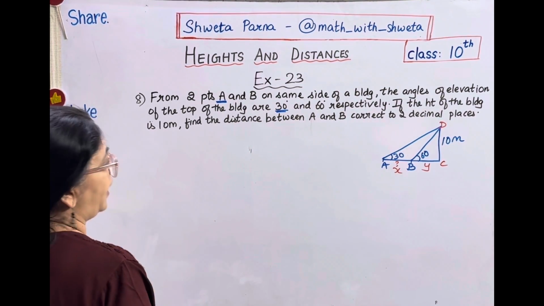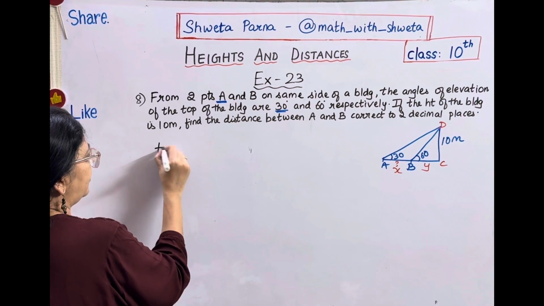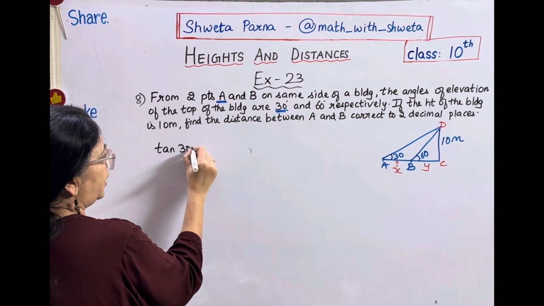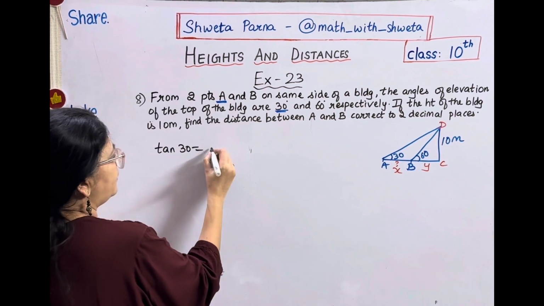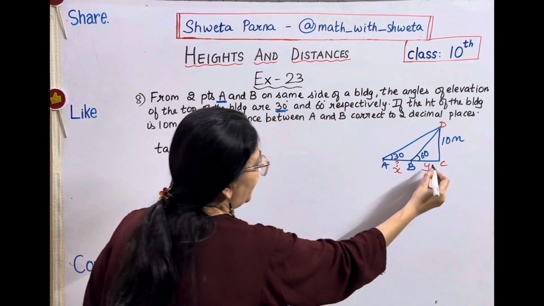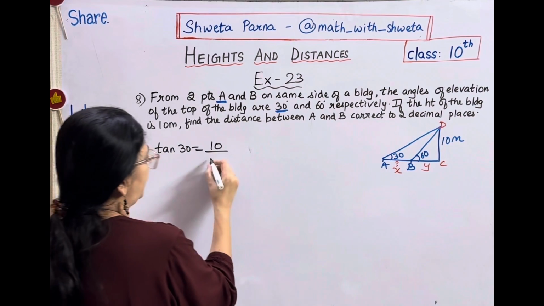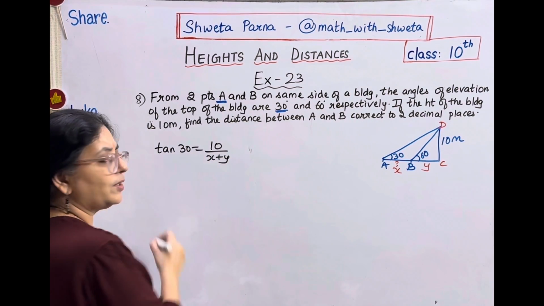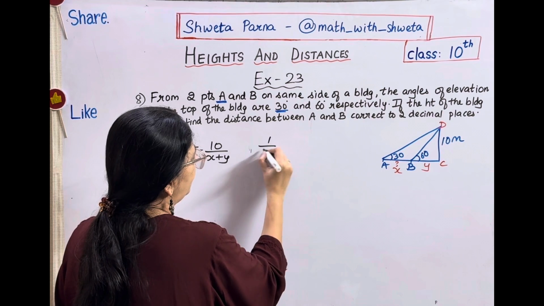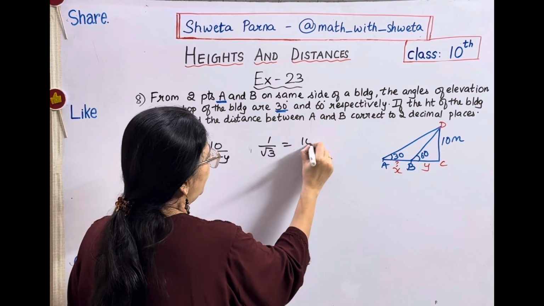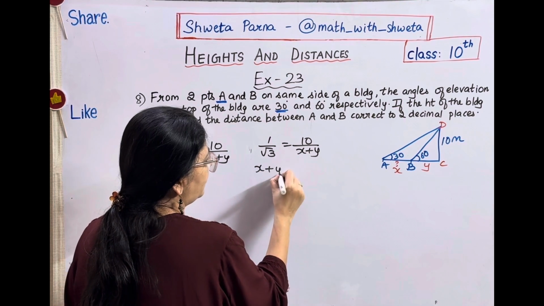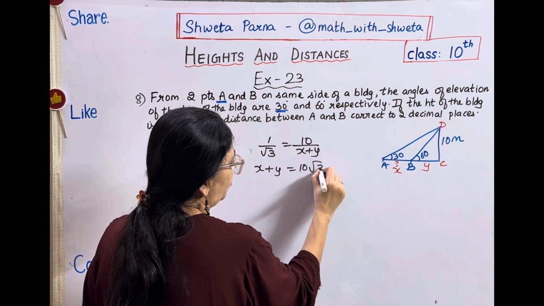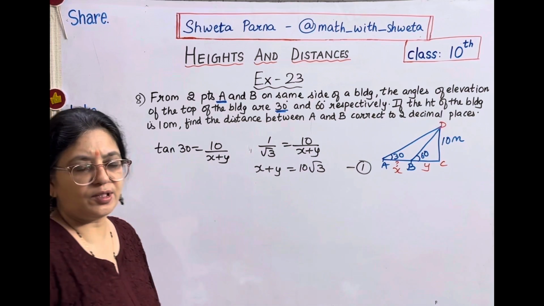So first, tan 30. What is tan 30? Tan 30 is opposite upon adjacent. Opposite is DC, which is 10, upon base adjacent, which is x plus y. What is the value of tan 30? It is 1 upon root 3, which is equal to 10 upon x plus y. So x plus y is equal to 10 root 3. This is your first equation.